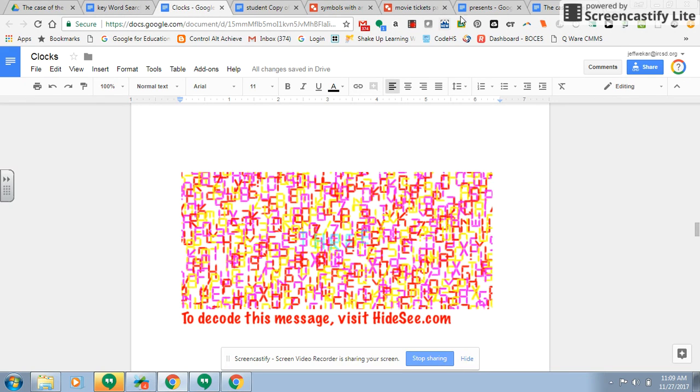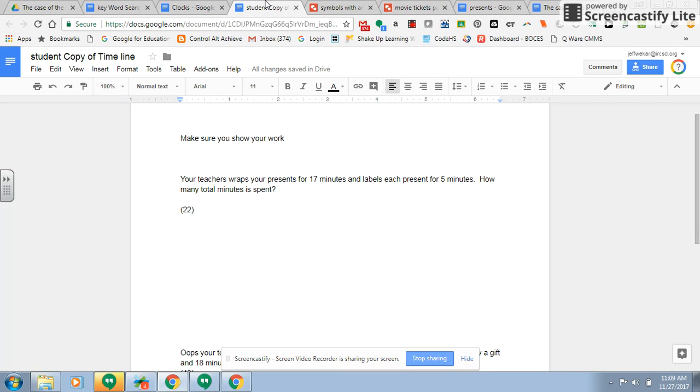The next one will be the word problems. And the word problems will present students with scenarios where they have to show their work on a numbered timeline. So the first scenario says your teacher wraps your presents for 17 minutes and labels each present for 5 minutes. How many total minutes is spent? And the answer would be 22.